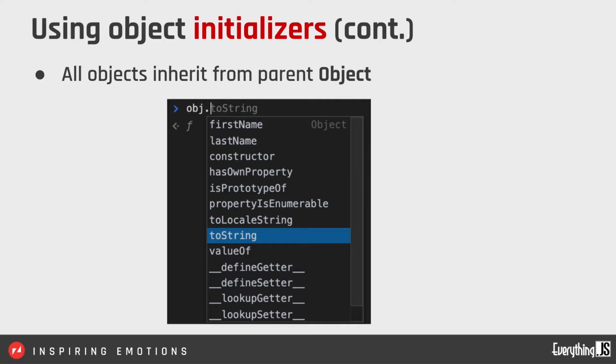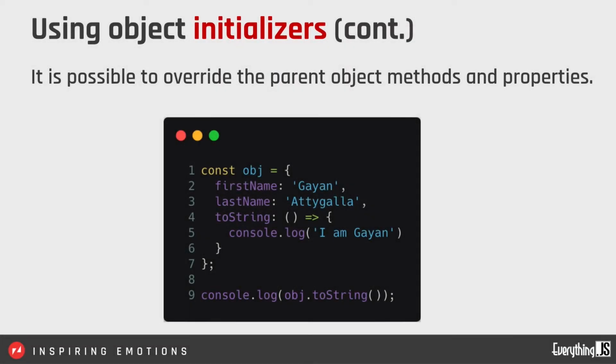Like in Java, whenever you create a class, it inherits from object, right? So likewise, the same thing happens here. And here you can simply override it. Here we have overridden the toString method, and it gives the output on the console.